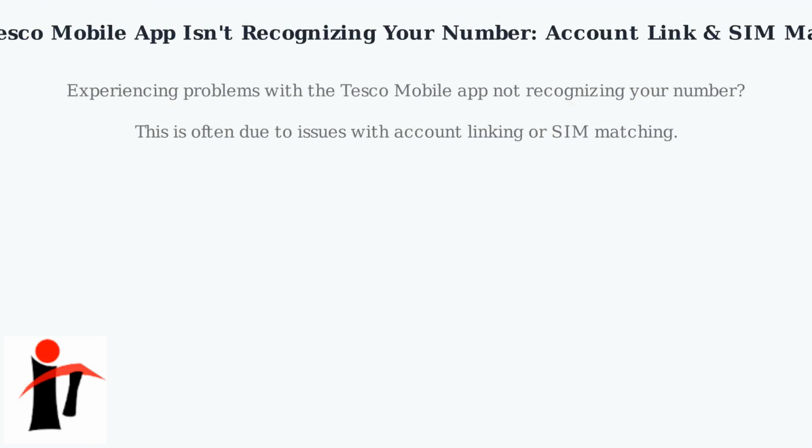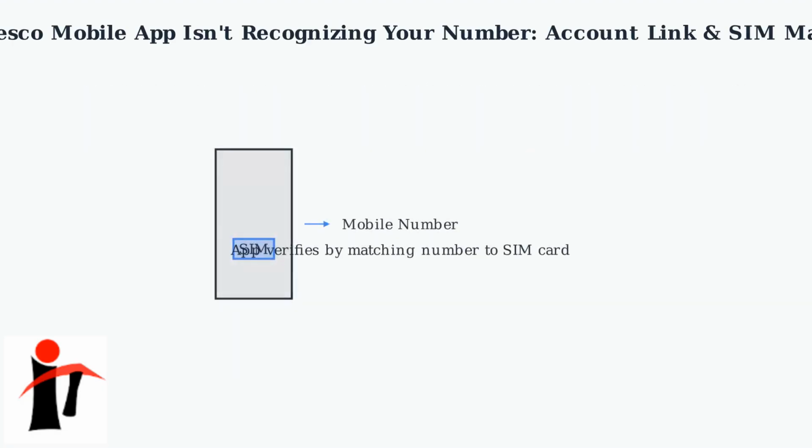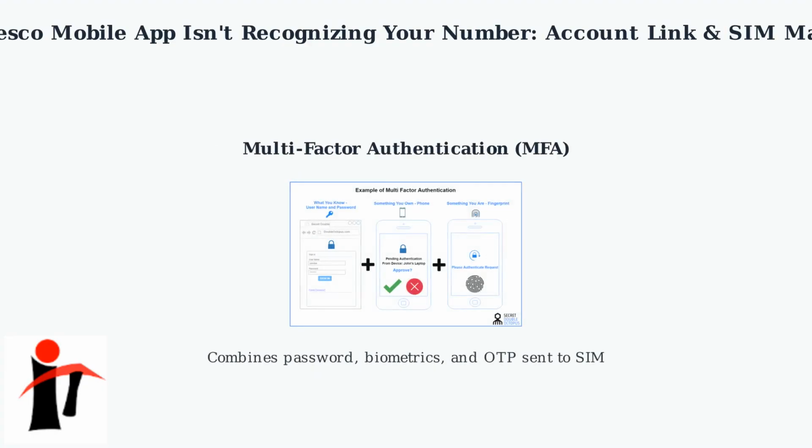Experiencing problems with the Tesco Mobile app not recognizing your number? This is often due to issues with account linking or SIM matching. The app verifies your identity by matching your mobile number to the SIM card in your device. The app uses multi-factor authentication, combining your password, biometrics, and a one-time password sent to your SIM.